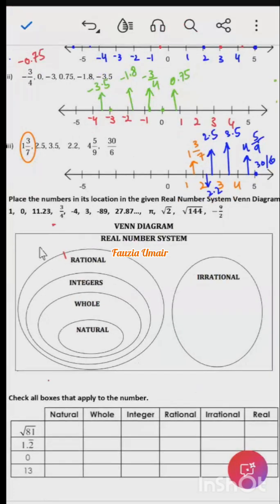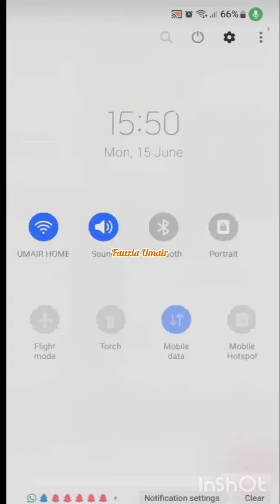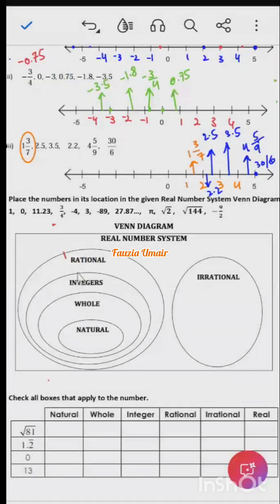So the first one is, Mohit, can you see the screen also? Yes ma'am. अच्छा, now let's start with the first number 1. तो आपने मुझे बारी बारी बताना है where this will go. 1, is it rational or irrational?